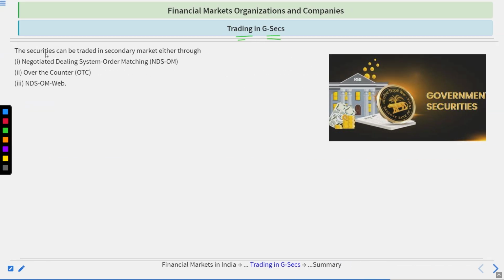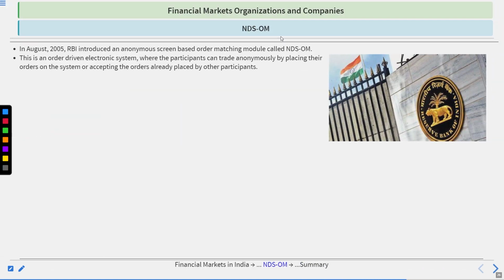Trading in G-Secs. Securities could be traded in the secondary market either through the negotiated dealing system, order matching, over-the-counter, and NDS-OM web. Now we talk about the NDS-OM. In August 2005, the Reserve Bank of India introduced an anonymous screen-based order matching module called NDS-OM, an order-driven electronic system, where the participants could trade anonymously by placing their orders on the system or accepting the orders already placed by the other participants.